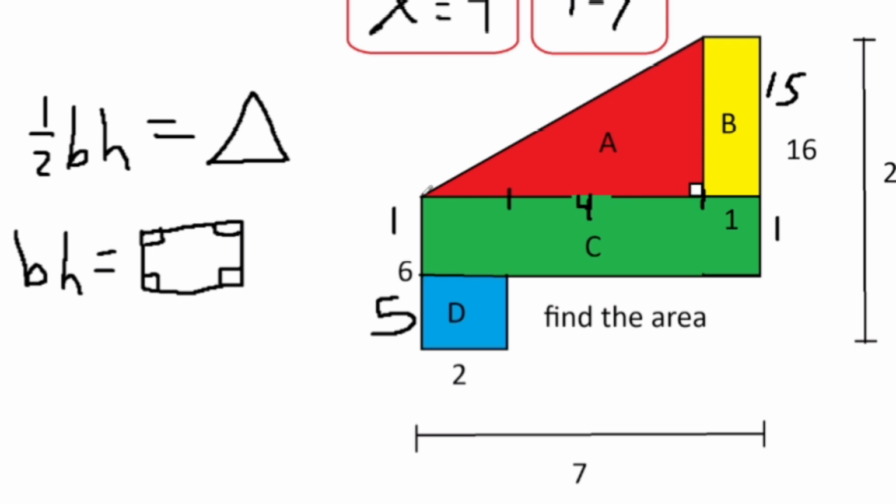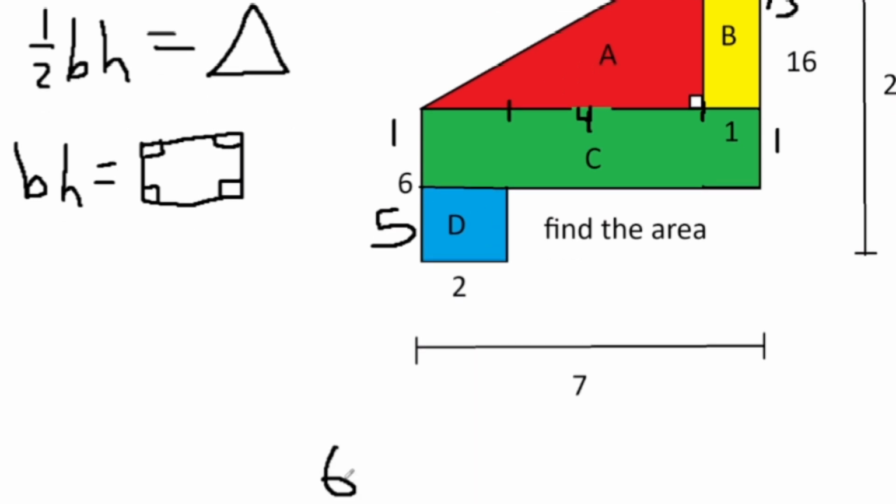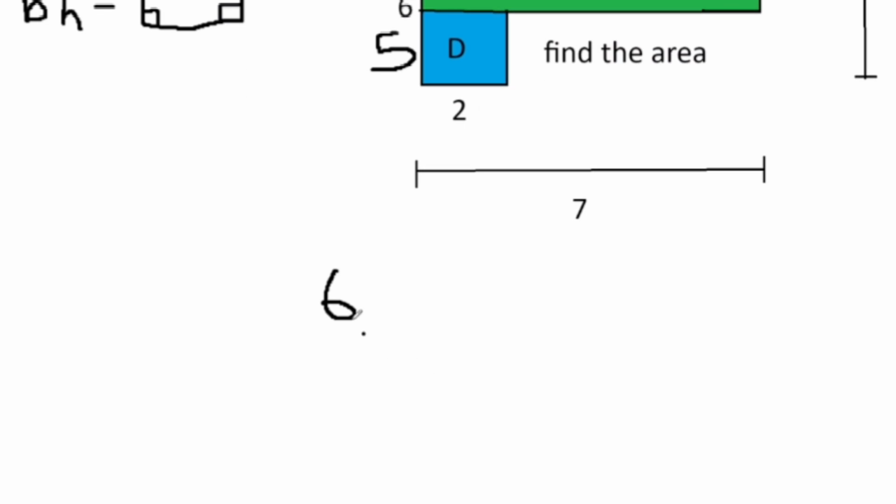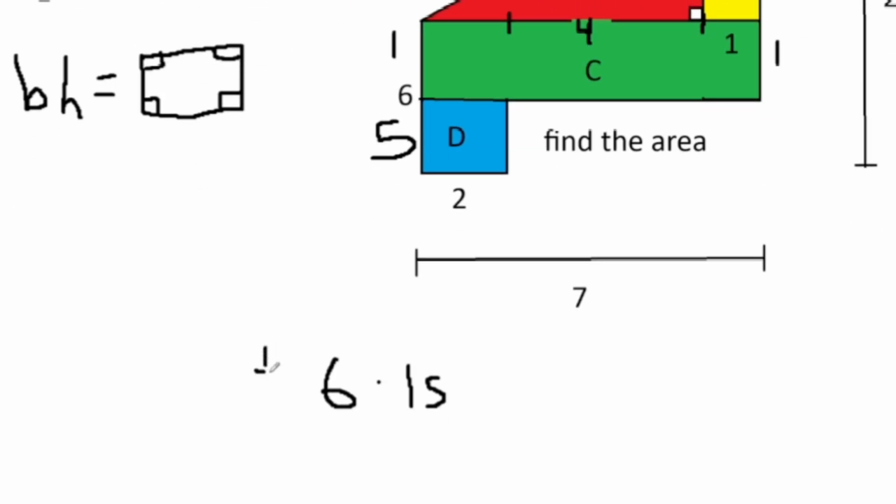So A, let's figure out what this length is, which is the height of the triangle. No, the base of the triangle. This is the height, this is the base. So the base is 2 plus 4. So the base of a triangle is 6, and the height of this is this thing, which is what B is. The length of B is 15. So 6 times 15 times a half, 1/2 BH, is equal to triangle A.